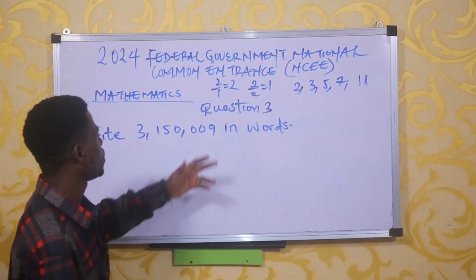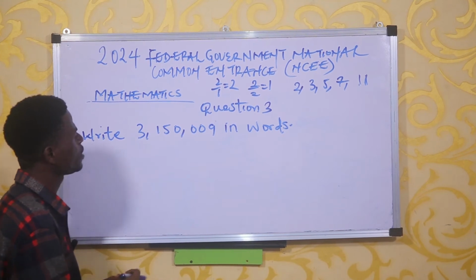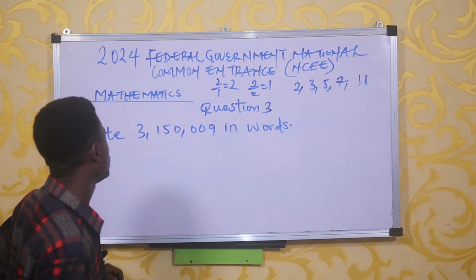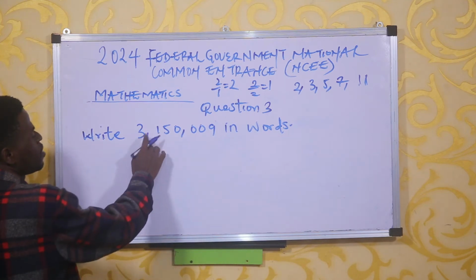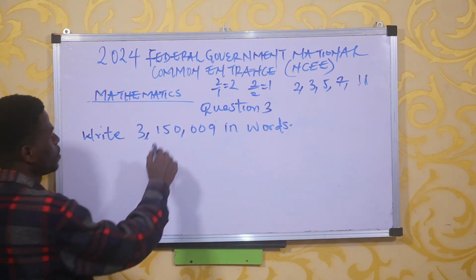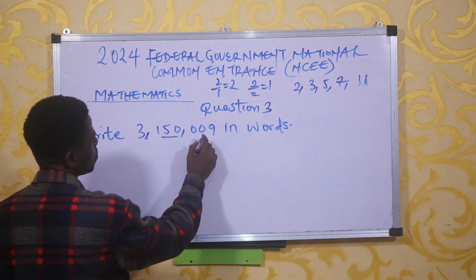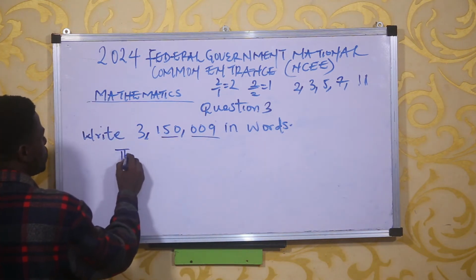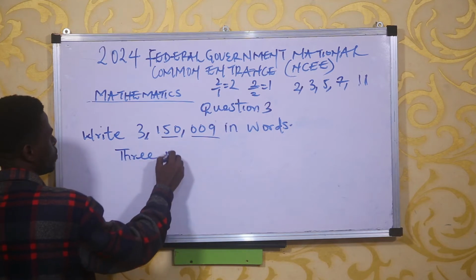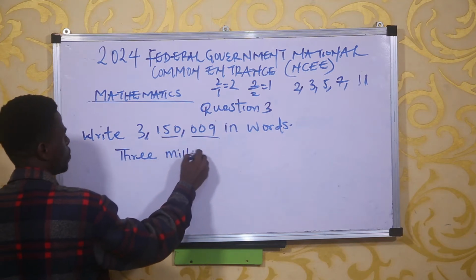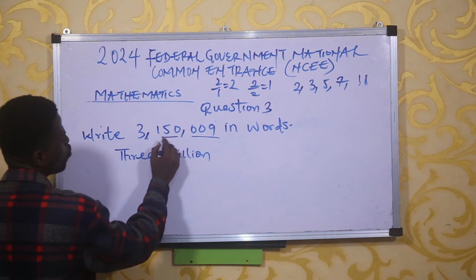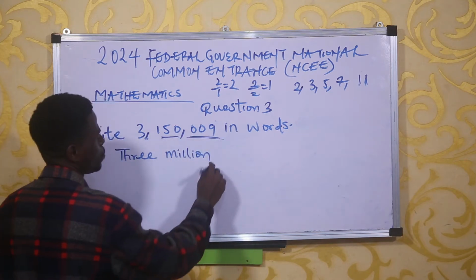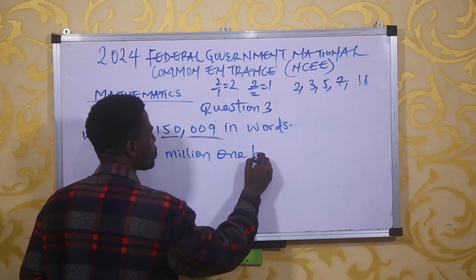Now, question 3. Question 3 says to write these numbers in words. If you look at this number, it is 3 million, 150,000 and 9. This is 3 million. Then this is 150,000.